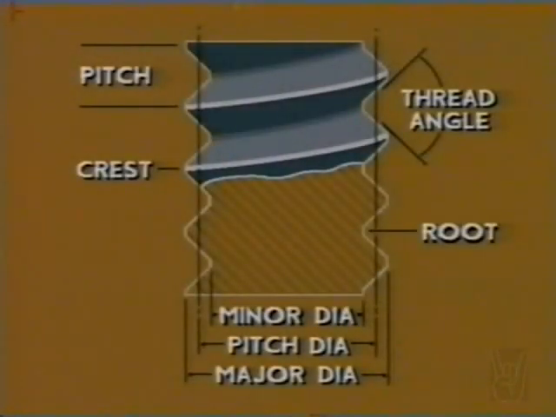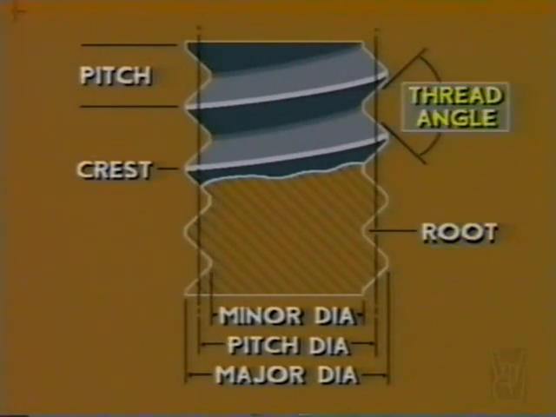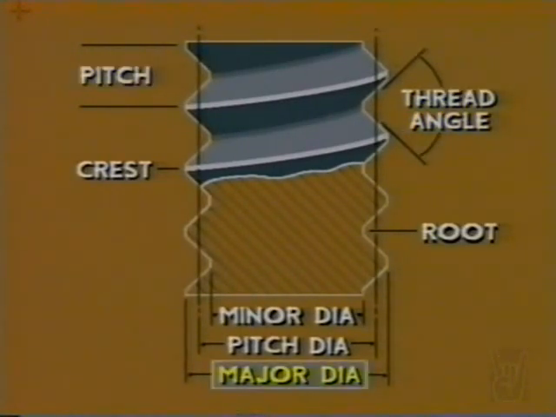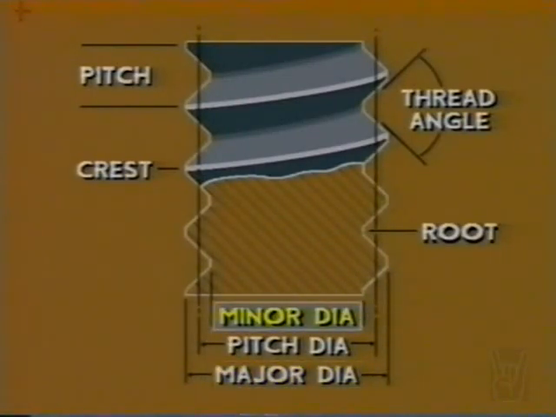Before you can correctly identify a thread, you must have an understanding of thread terminology. The main parts of a thread are the crest, the root, the thread angle, the pitch, the major diameter, and the minor diameter.